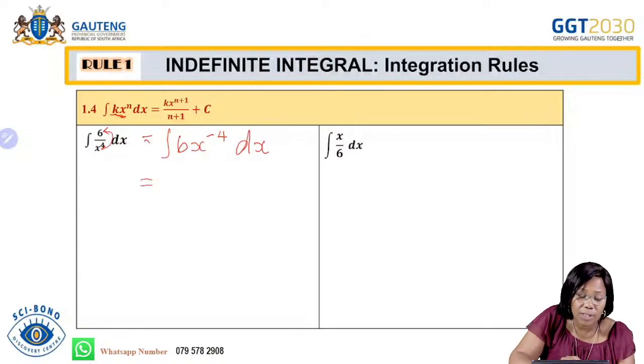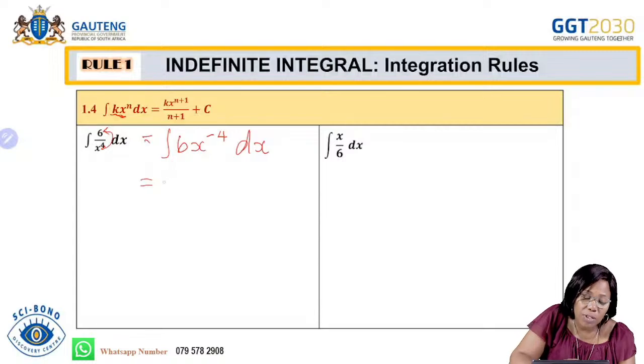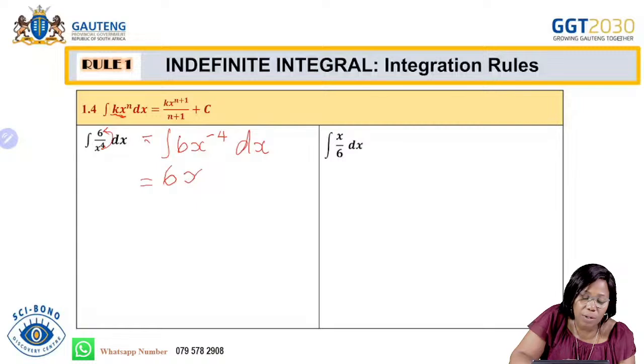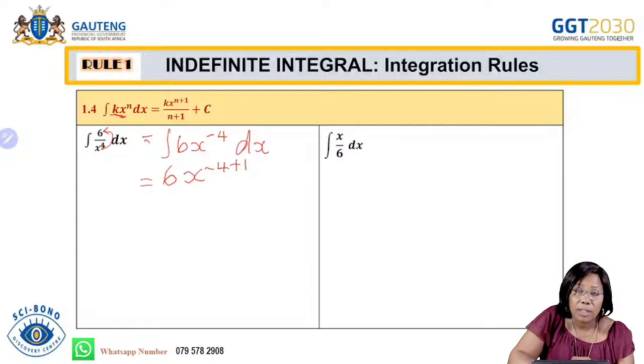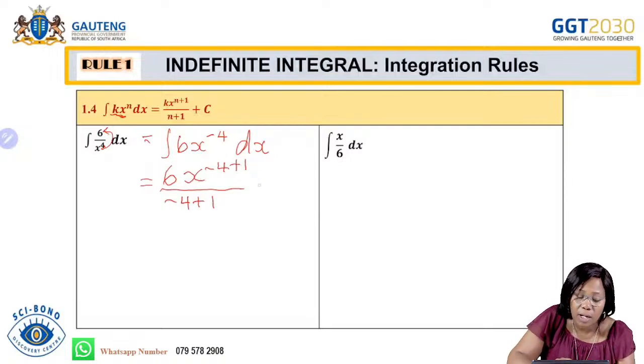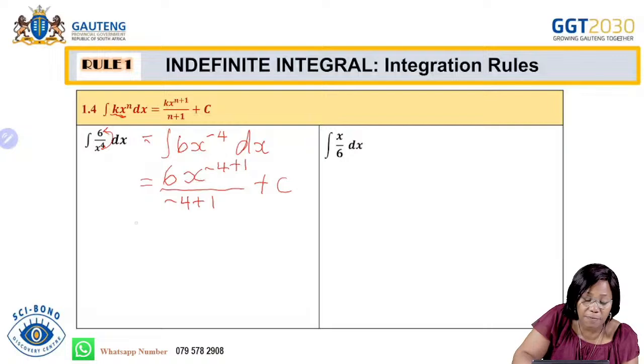Now, since we have removed that denominator, we can start integrating. The minute you start integrating, you don't write the integral sign, okay? That means now you have your 6, yes? And then this will be x to the power minus 4 plus 1, and then everything over minus 4 plus 1. Your denominator must always be your exponent as it is, okay? And since we have integrated, this will be a plus c.